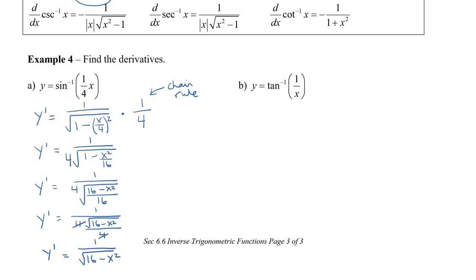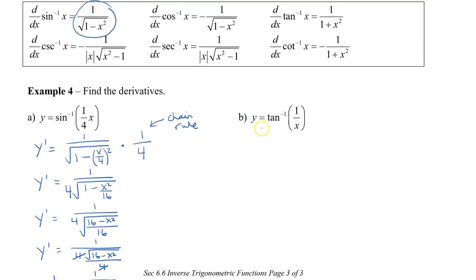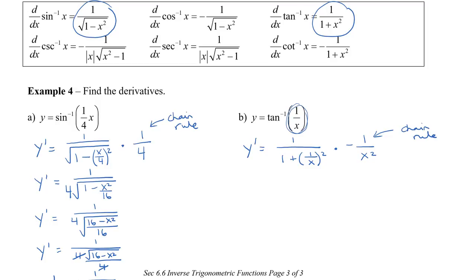All right, let's do another one. So here we have the inverse tan of 1 over x. So we have y prime is equal to, and this time we're going to use this formula here. So this will be 1 divided by 1 plus 1 over x all squared. And again, we need to apply the chain rule. So times the derivative of this 1 over x, and that would be negative 1 over x squared. So this is the chain rule. Write this down so you know where that came from.